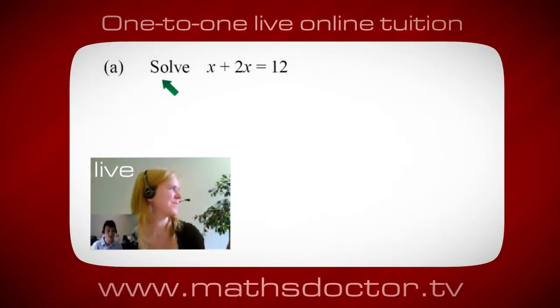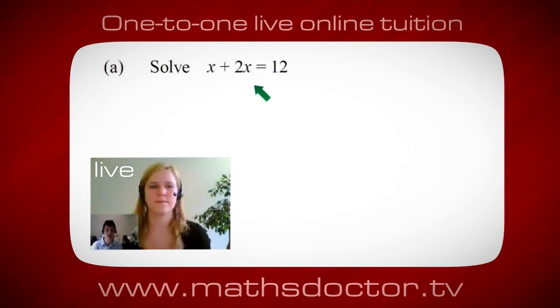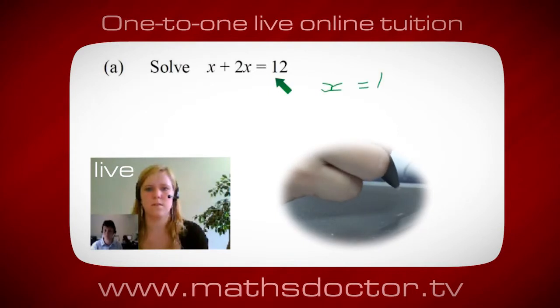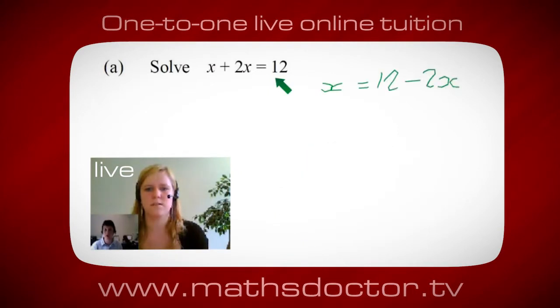Okay, Mary, so let's have a look at this one. So solve x plus 2x equals 12. So what do you think you do first? Okay, well, I want x on its own, so I would put x equals 12 minus 2x.